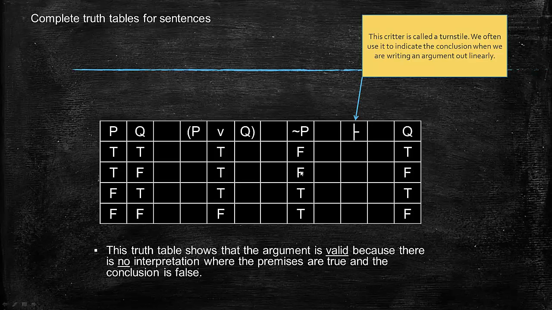Okay, this proposition is true, this proposition is false, this proposition is true, and this proposition is true, but then the conclusion turns out to be true, not false. And here again, we have false and true. So what this truth table shows is that there is no possible assignment of truth values to the premises such that the premises are true and the conclusion is false, so this has to be a valid argument.